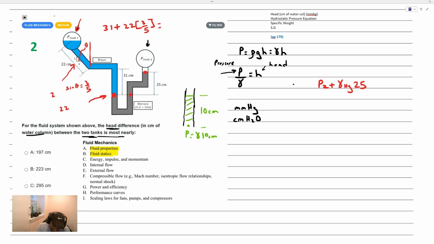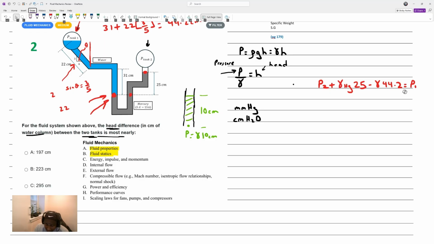Okay, so this comes out to be 44.2 centimeters. So we're starting off at this point right here, and as we ascend in that fluid, we're going to subtract off the gamma of water multiplied by 44.2. And at that point, we'd be at the pressure of the first tank. So this is our equation right here.